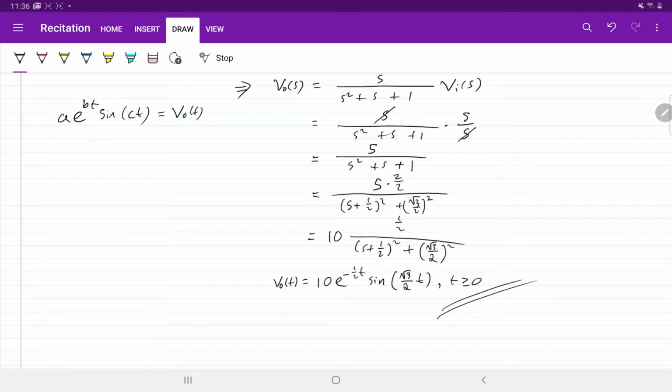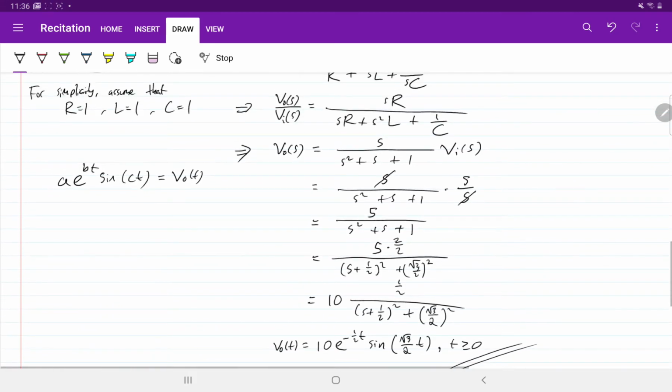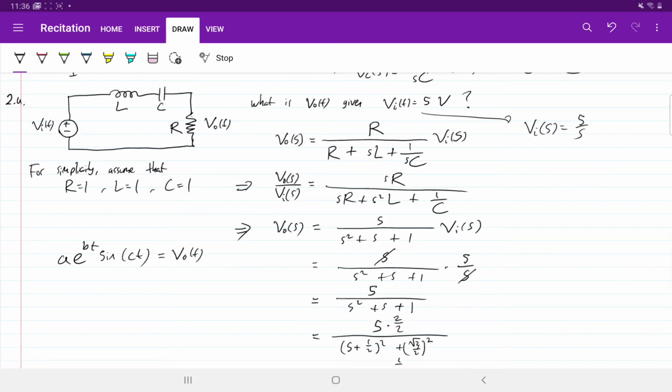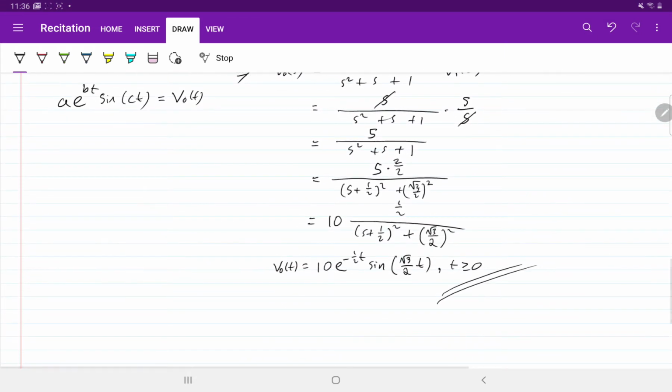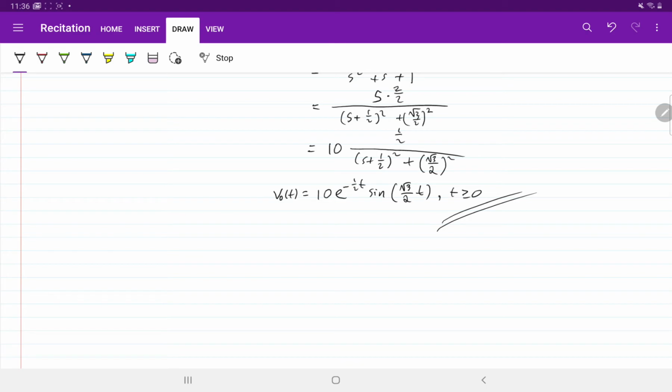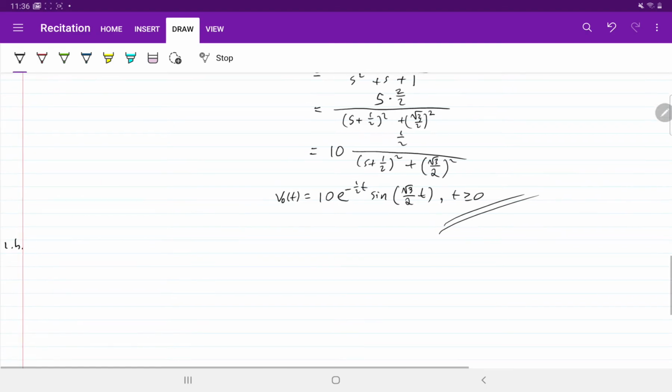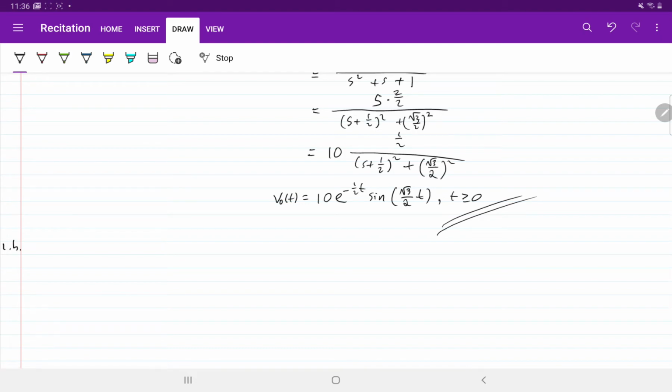Okay, so that's for a series circuit. What about some parallel circuit? So for 2b, we have the following circuit.